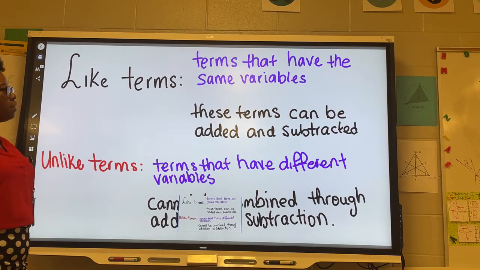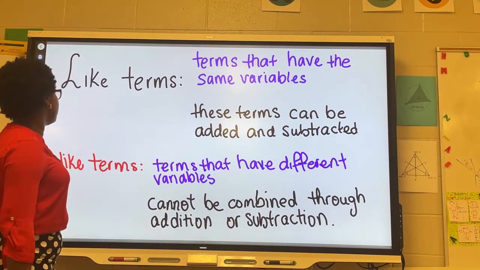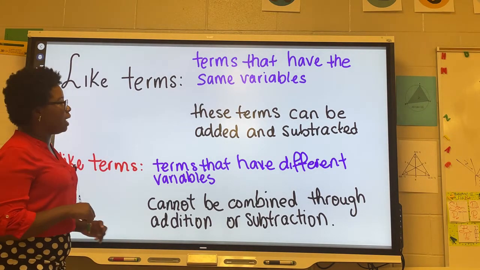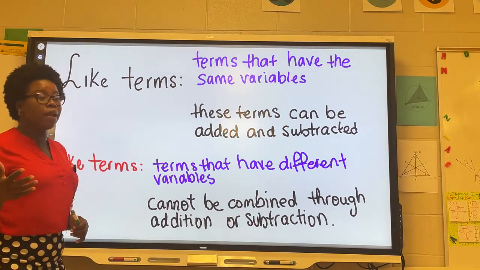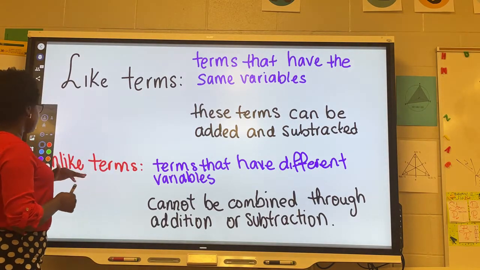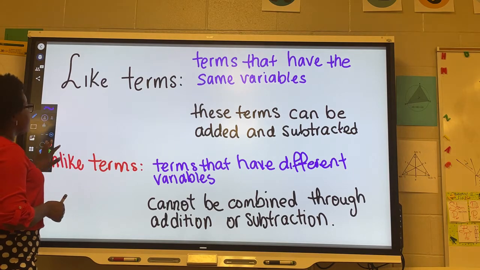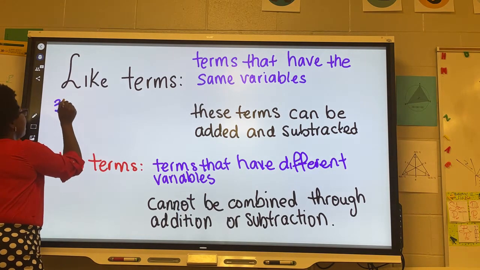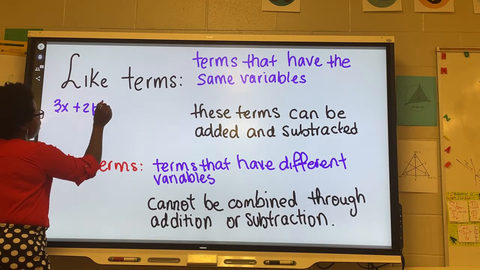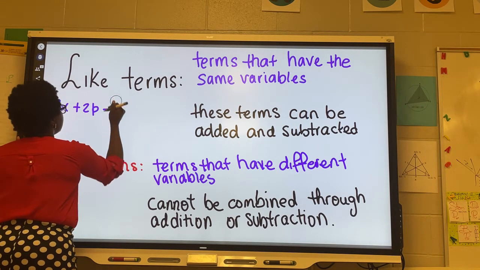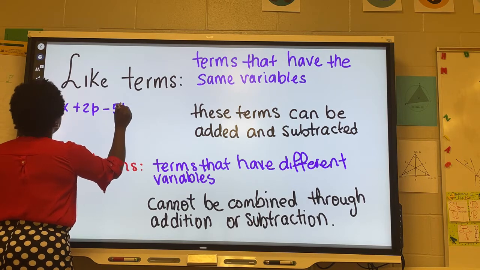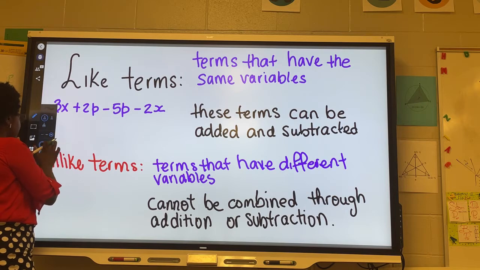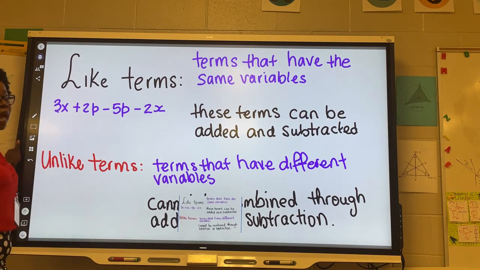Like terms are terms that have the same variables, as I was explaining on the other slide, and these terms can be added or subtracted, multiplied or divided. That's it for like terms. I'll put an example right here. If you had 3x plus 2p minus 5p minus 2x, here we need to identify which terms are considered to be like terms.